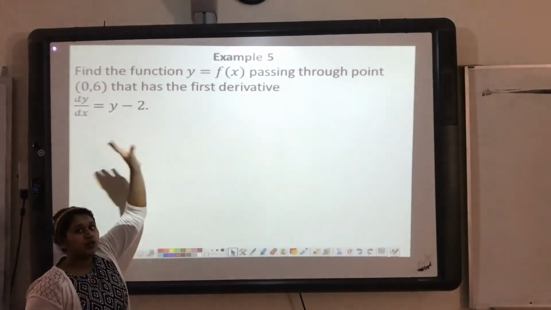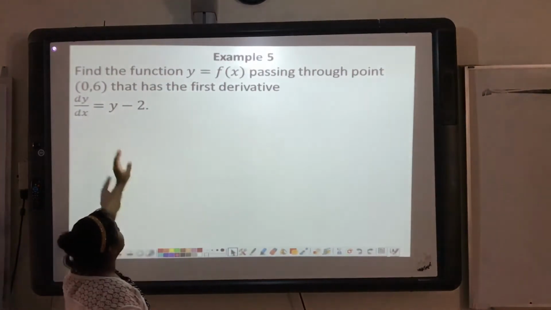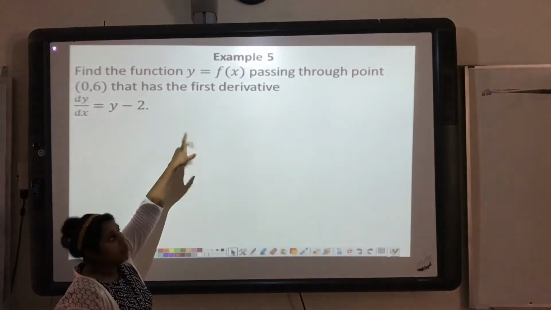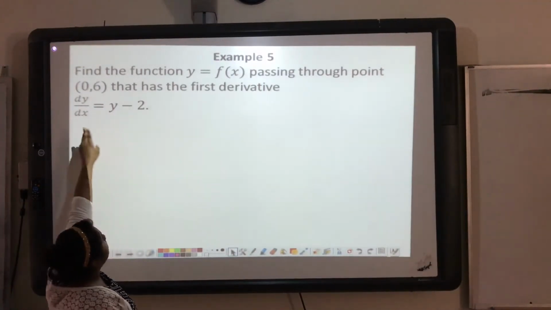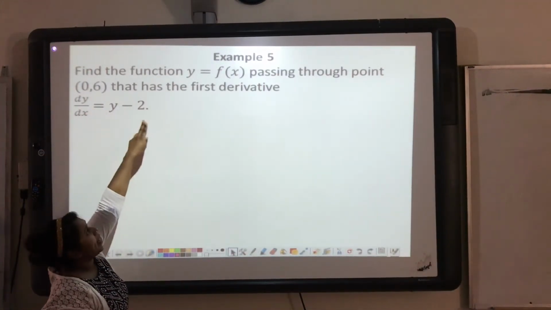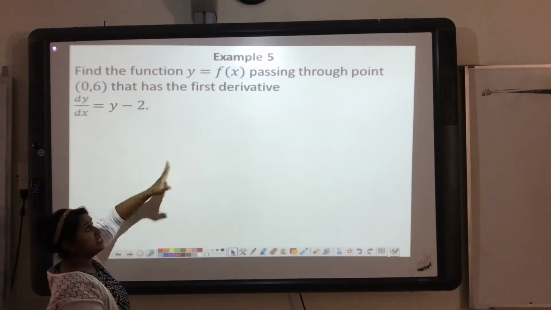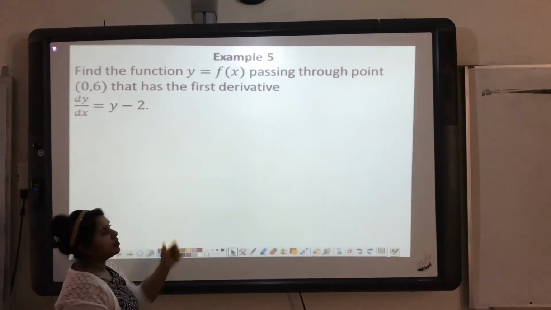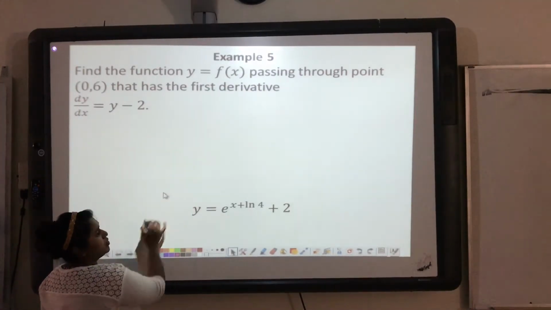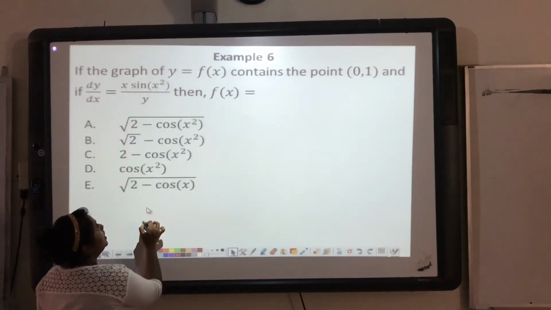Again, same thing. I know it's worded differently, but the same question. So if you're finding a function that's passing through some point (0, 6), so there's our x and our y, that has a first derivative, same thing. I'm taking my first derivative, integrating it back to our function. That's all we've been doing. So again, you guys should be able to do this one. Here's an answer for you.